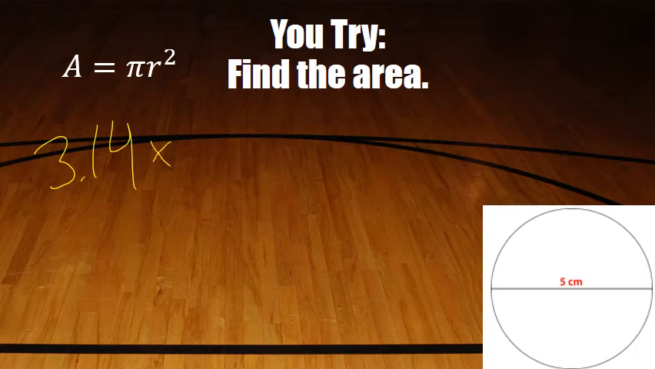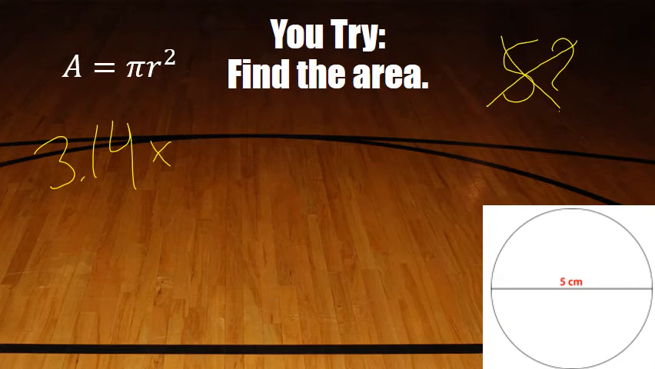Radius. Well, the radius is half of the circle. So would we put 5 in our equation? Is 5 the radius? No, it's not the radius. 5 is not the radius. 5 goes the whole way across the circle. The radius is only half of the way across the circle.